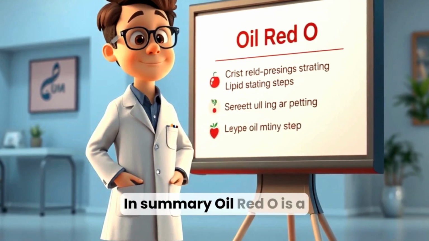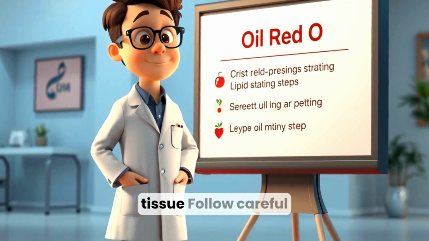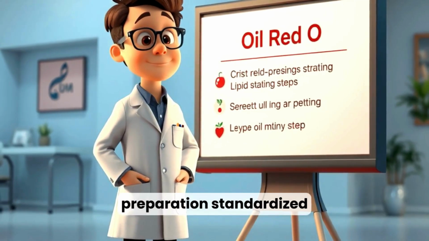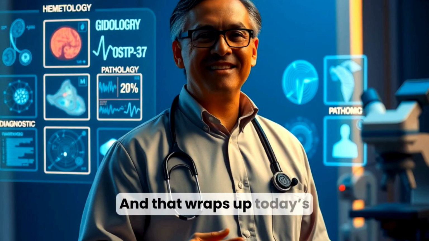In summary, oil red O is a robust method to visualize neutral lipids in frozen tissue. Follow careful preparation, standardized staining, and proper imaging for best results. And that wraps up today's topic.